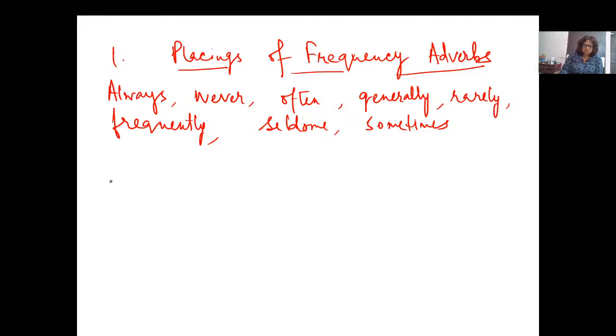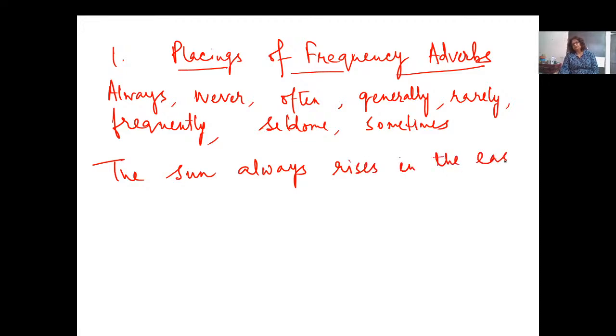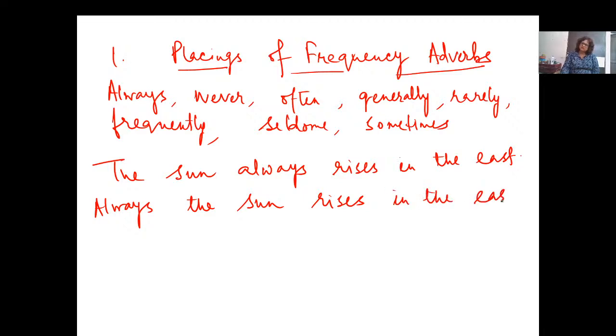Suppose we get this sentence, the sun always rises in the east. The sun always rises in the east. And our second sentence, if we get, always the sun rises in the east. Always the sun rises in the east. And the first sentence is the sun always rises in the east. If they ask which will be the correct sentence, please guys remember that the first sentence will be right. The second sentence is wrong.